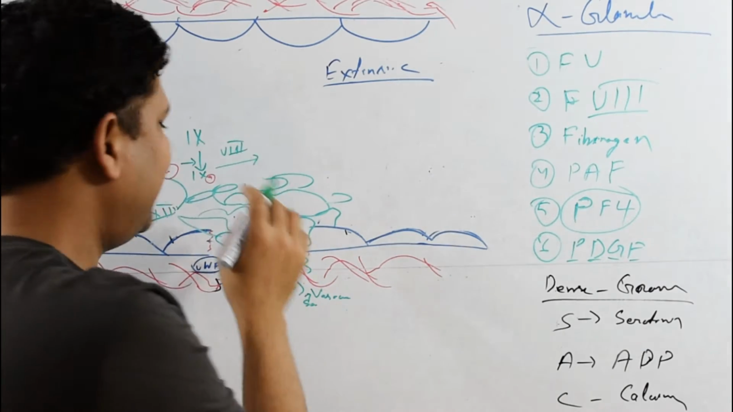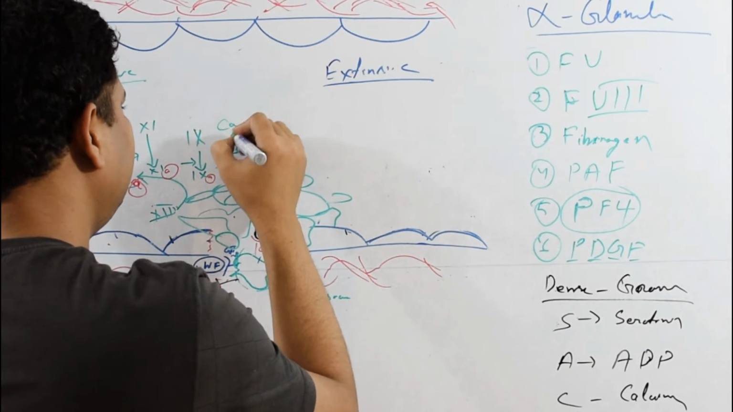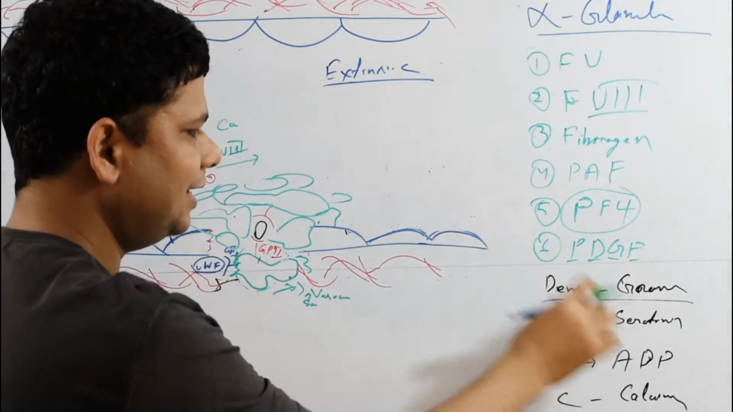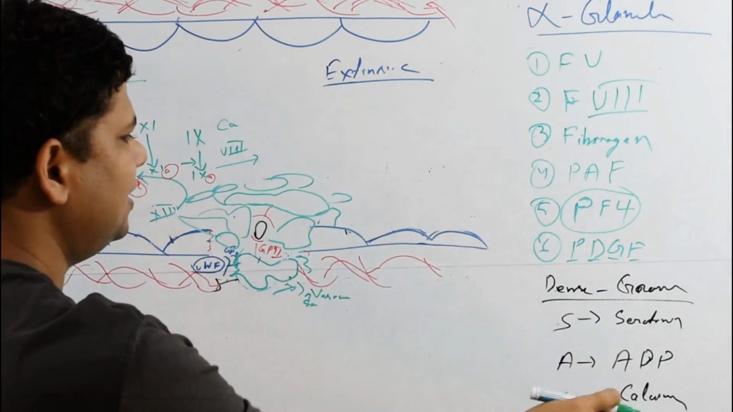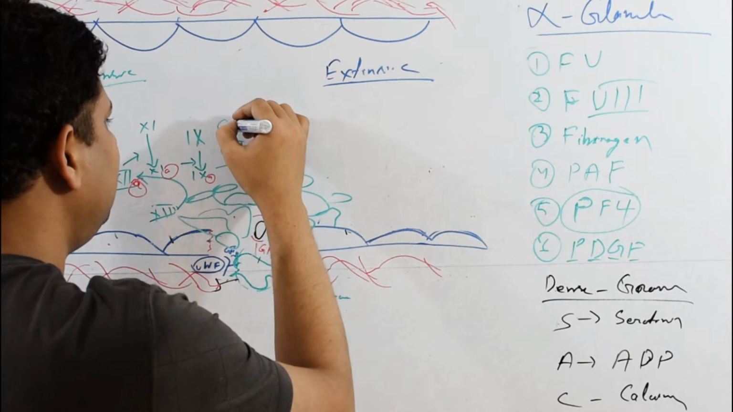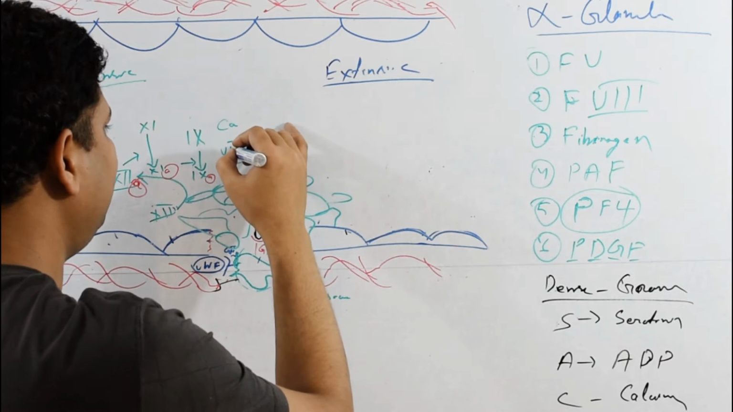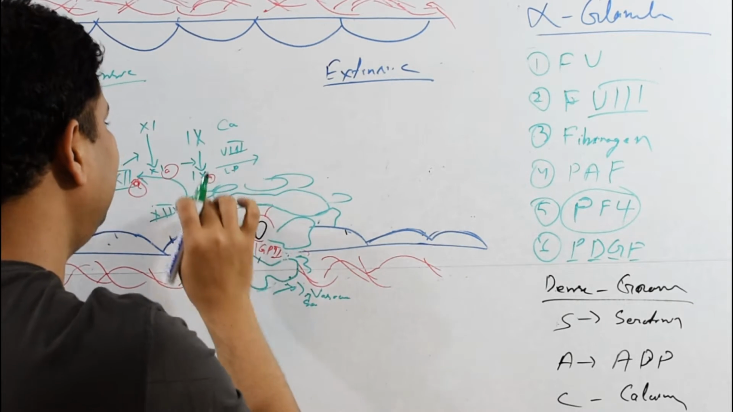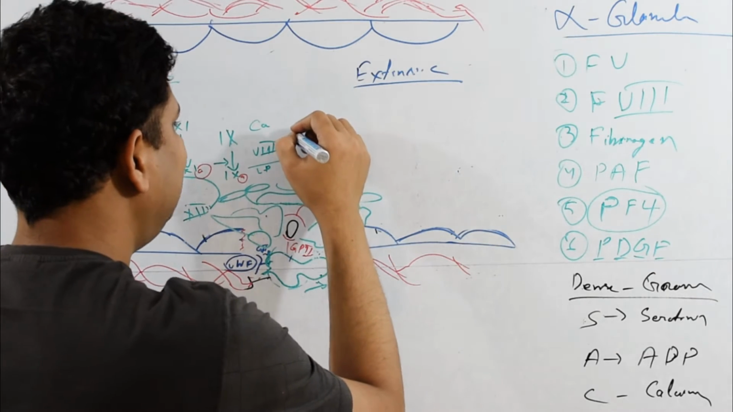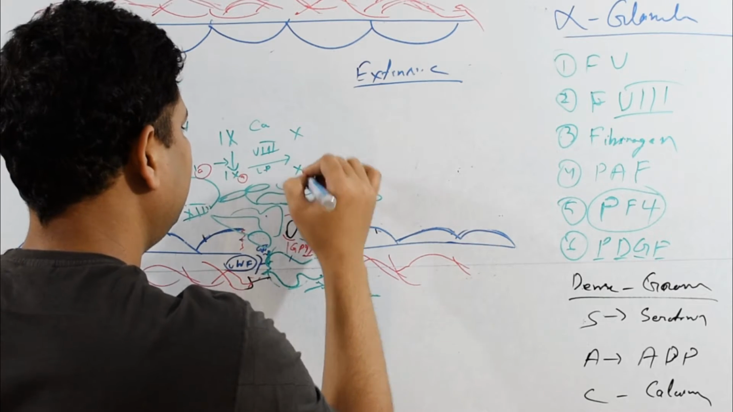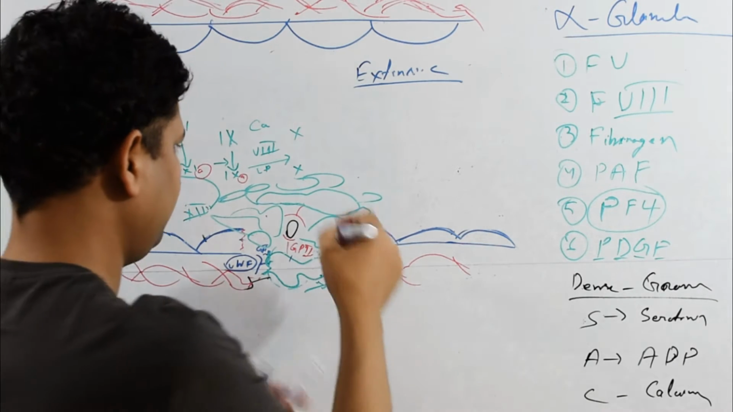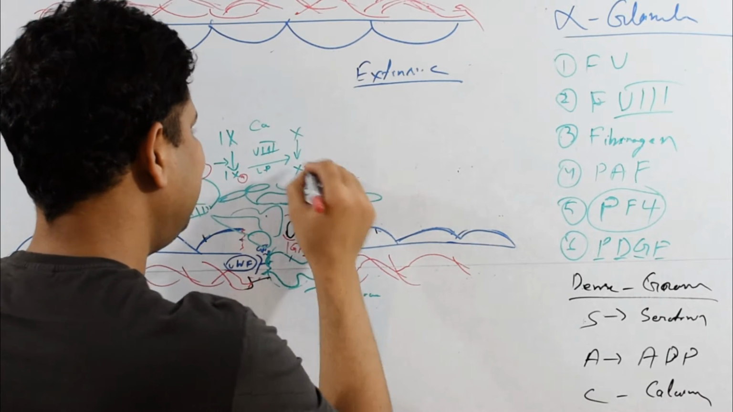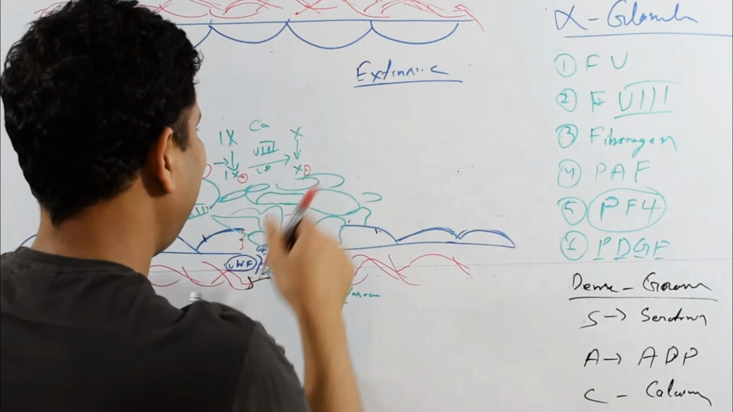In presence of factor 8, calcium, remember the platelets also have dense granules, which also secrete calcium. These calciums are important here. So this calcium, factor 8 and phospholipid. In presence of these three, factor 9 activates factor 10. This is active.